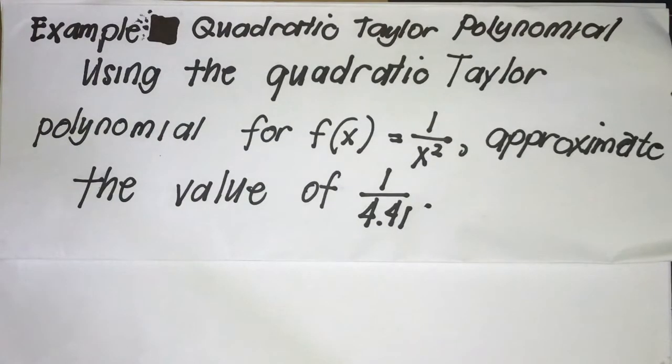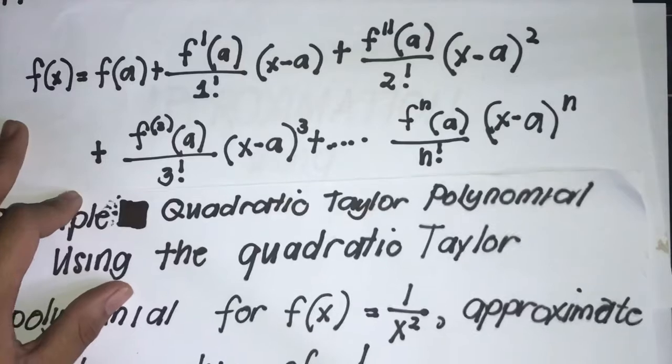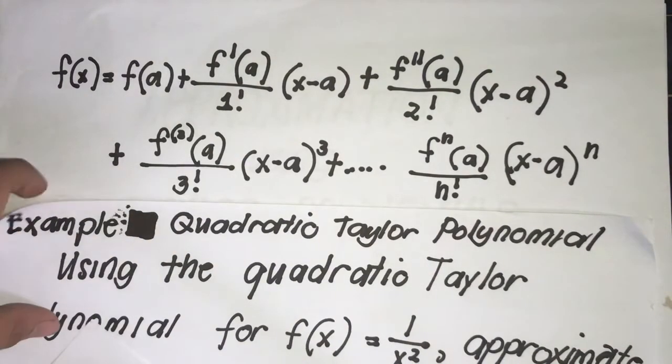It's actually a quadratic Taylor polynomial. So using the quadratic Taylor polynomial for the function f of x equals 1 over x squared, approximate the value of 1 over 4.41. It's very important that we first rewrite the formula from the given question. Since this is a quadratic Taylor polynomial, we should have our formula up until the second derivative of a over 2 factorial times the quantity x minus a squared.